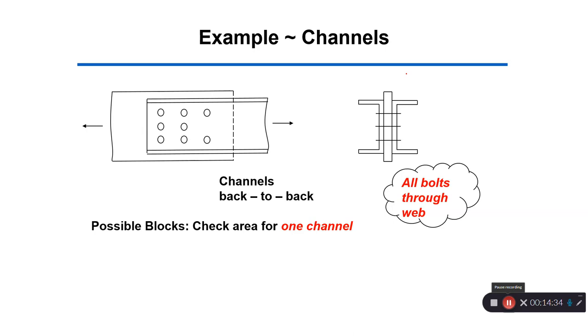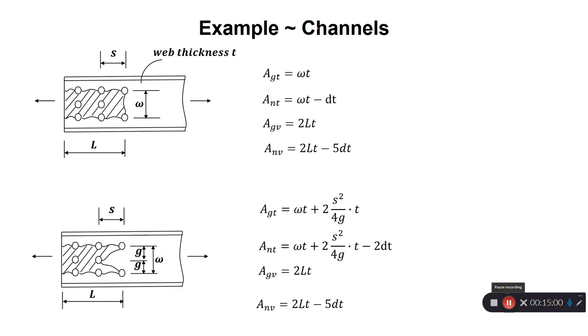Okay, so an additional example for that. So there are two channels bolted back to back. The channels are bolted to a gusset plate back to back. So let's find out the possible blocks for one channel, and altogether the phi Rn is going to be the strength in one channel times two. So for example, in this one, the first one gives you possible block number one, right? It is going to tear out like this. So in this case, you can check AGT and ANV and AGV. And also, it's also likely to fail by tearing out like this.